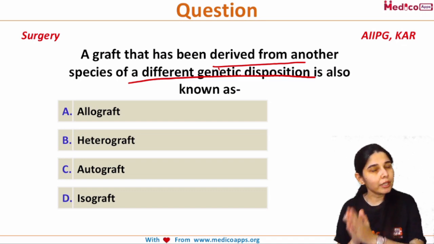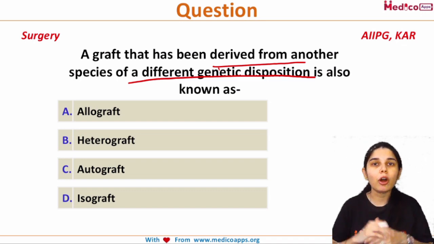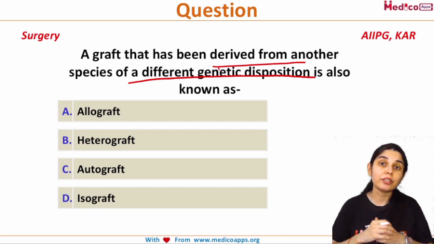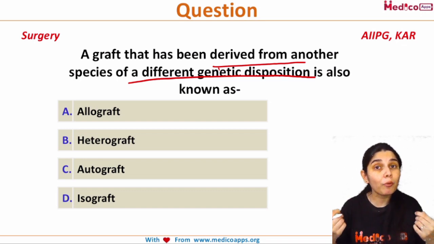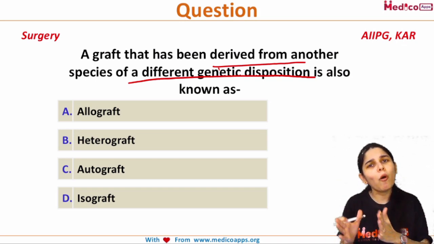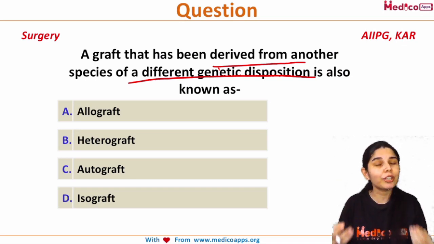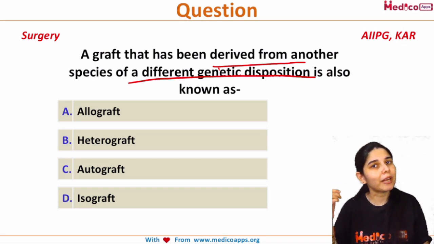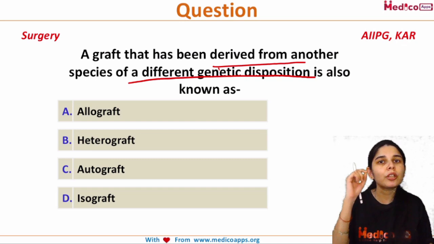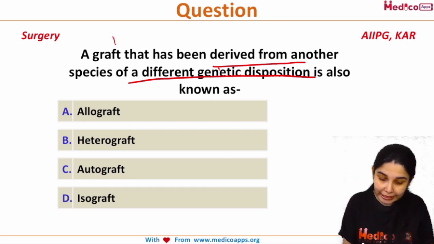Now, to crack an answer for an MCQ, the first key point is to understand the key points from the question itself. Yes, the question has all the answers, and we have to take out those key points from that particular question. So let's see what the key points are here. The first key point is the graft.